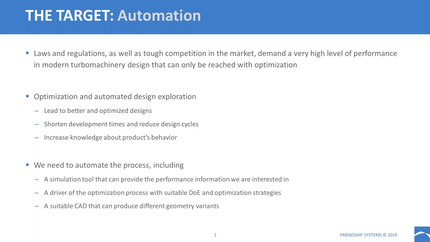So if we want to automate the process, we need several components. First of all, we need a simulation tool that can provide us the performance information that we need about our product. We need some kind of driver of the optimization process that gives us the algorithms we need to run all of that, data management and so on. And we need a suitable CAD tool that can produce the different geometry variants that we're interested in. And these last two points are what we are trying to address with our tool CAESES.